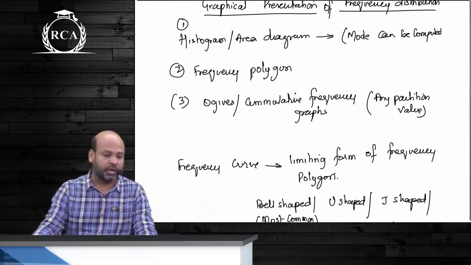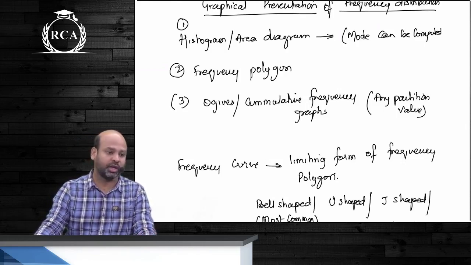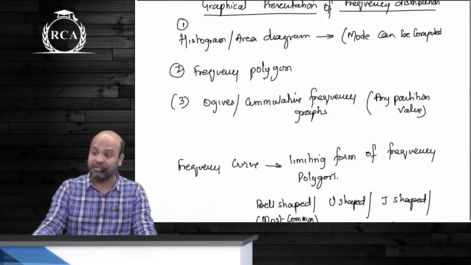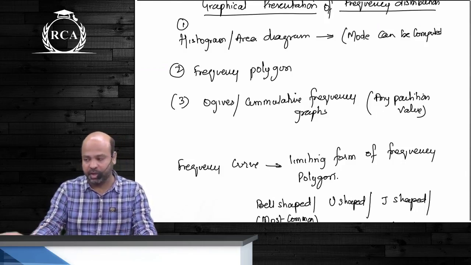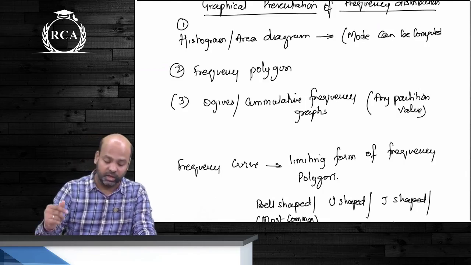But to complete the frequency polygon, I said we have to assume two more class intervals: one class interval after the last one and one class interval before the first one. Pick up the mid values of these class intervals, take frequencies as 0, and complete the frequency polygon. After this we did the frequency curve.